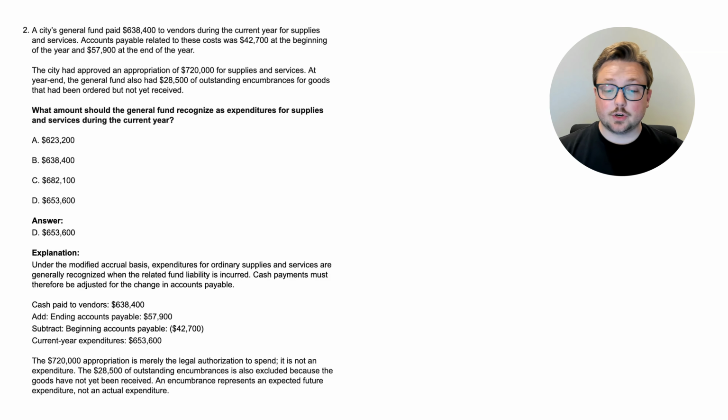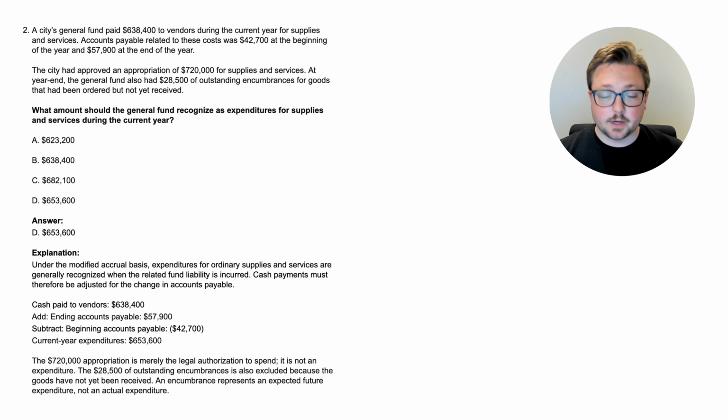The $28,500 of outstanding encumbrances is also excluded because the goods have not yet been received. An encumbrance represents an expected future expenditure, not an actual expenditure. So again, appropriations are kind of like the money set aside or the budgeted version. Encumbrance, again, we're not really talking about those things in this video, but just making sure you understand that appropriation, encumbrance, and expenditure are different things. So if you see an appropriation or an encumbrance and you don't see anything really happening to get rid of those, then there's not an expenditure yet.